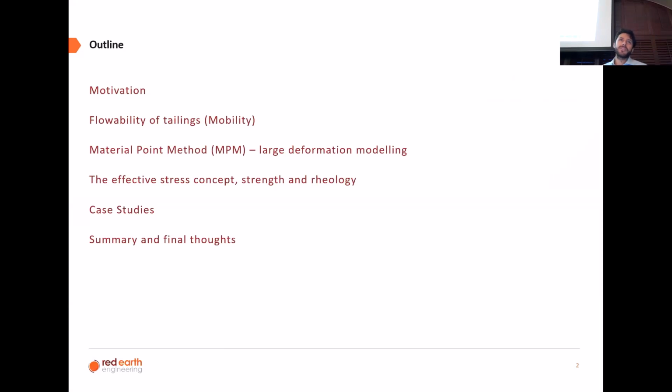Okay, so a lot of my presentation is going to be about the motivation of why breaching the gap is important. I'm going to talk a little bit about flowability of tailings, what the mobility of those materials are. Then I'm going to talk about the material point method, which is what I specialize in, and large deformation modeling using the material point method.